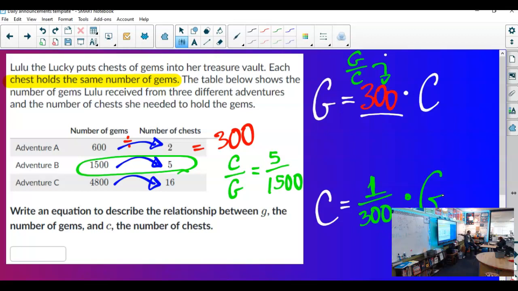Well, this is more complicated. I would have gone with that first one, gems is 300 times chests. Margo? Yeah, I was going to say, you just do times. Yeah. So I like to start with my bigger number because it's going to make my math easier.